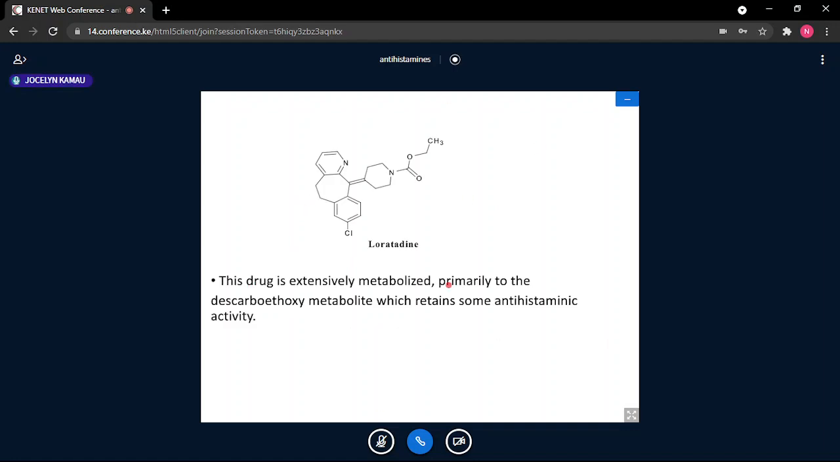Loratadine, that is the same. This drug is extensively metabolized primarily to the descarboethoxy metabolite, which retains some antihistamine activity. Descarboethoxy means you remove the whole of that group. The whole of that group is replaced with a hydrogen, and that metabolite has still been found to have some activity.